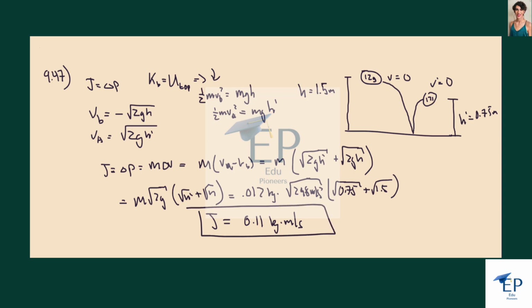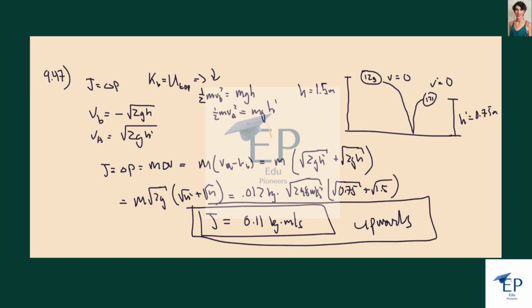And which direction is this? Well, the change in momentum means we have more momentum coming down than we do coming up. So that means the impulse is directed upwards. Awesome.